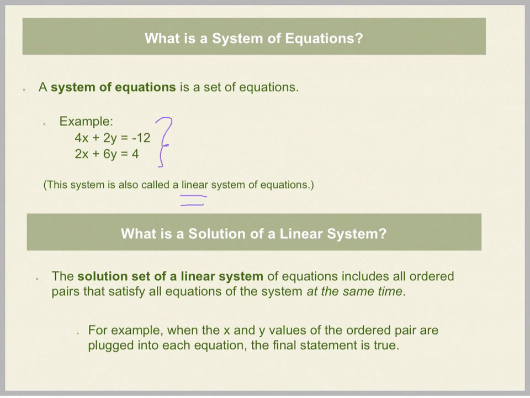And in the solution for a system of linear equations, we are looking for all the ordered pairs that satisfy both of the equations of the system at the same time.